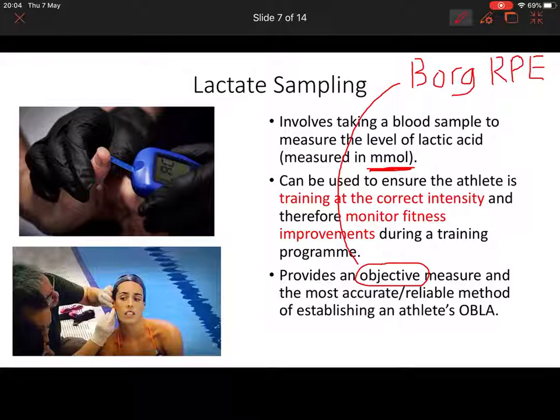Lactate sampling takes all that subjectiveness out of it. You cannot lie about your blood lactate measure. So if you're saying that you're finding the exercise fairly straightforward, but you've already exceeded your OBLA point at 4 millimoles per litre, you are working anaerobically. So the major strength of lactate sampling is it's objective, and also it's a very reliable method of establishing the athlete's OBLA. So hopefully you found that useful.